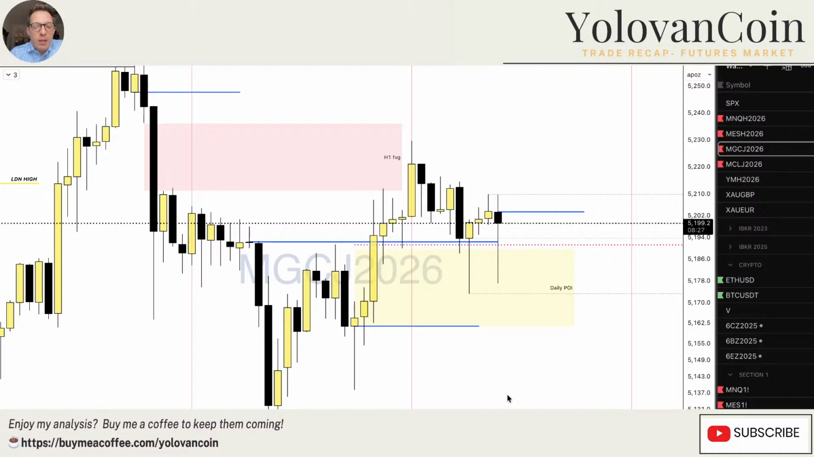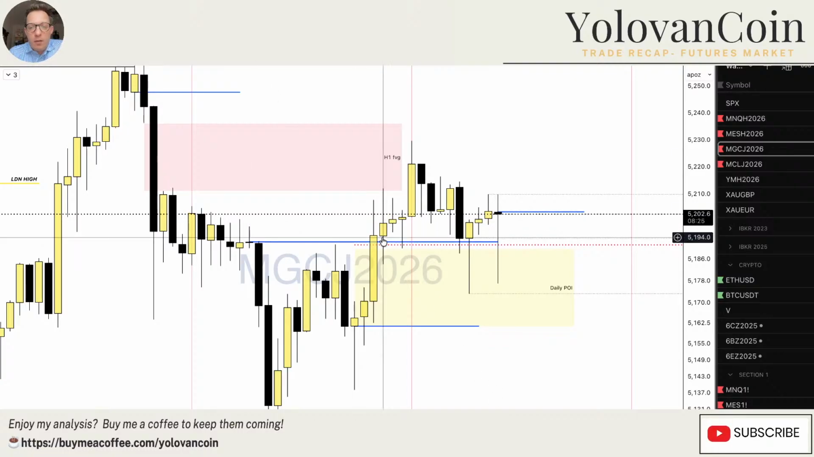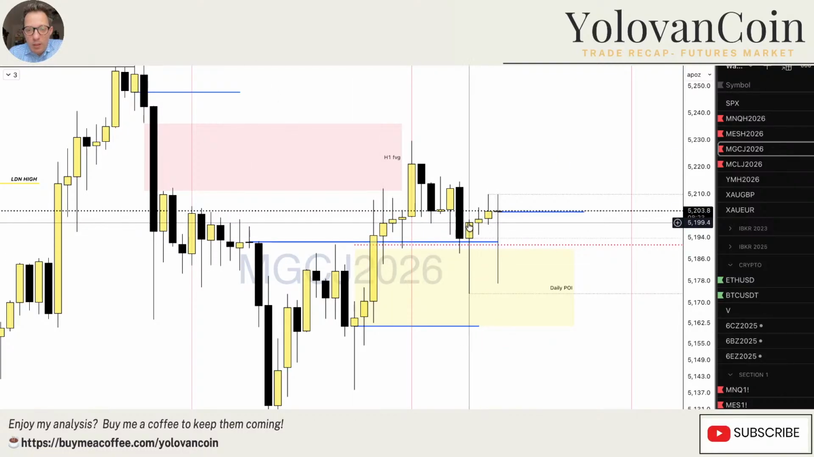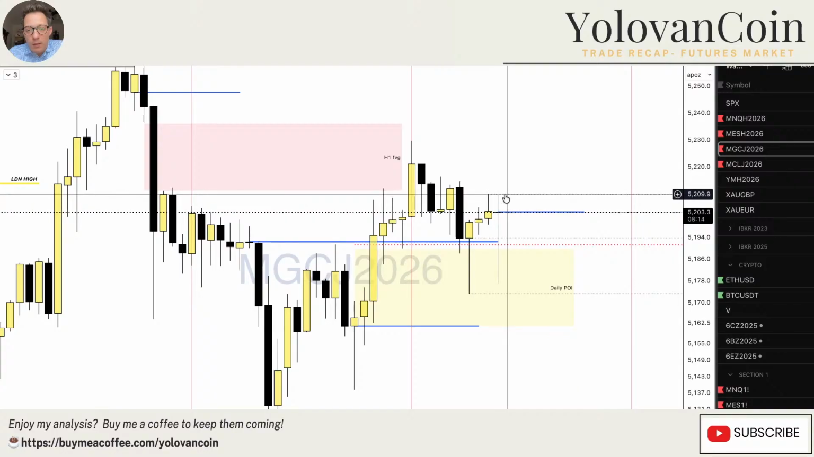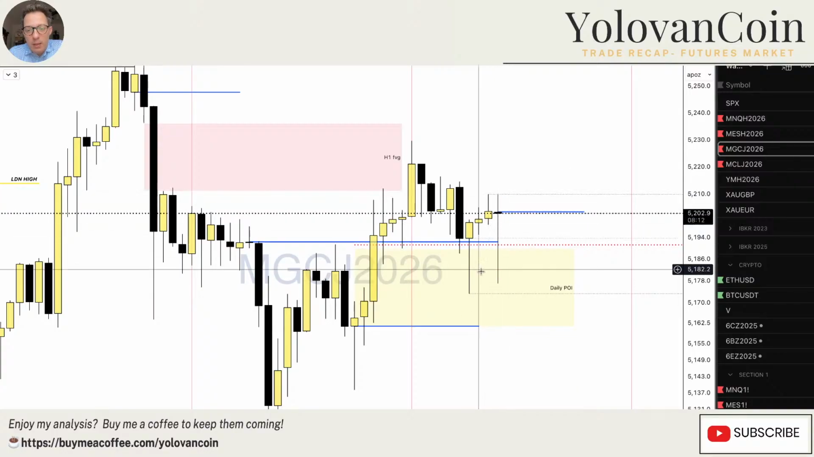I usually like to see the 8 o'clock sweep. Did we have an 8 o'clock sweep here? No. We had what? Yes. We swept this high and closed back into the range. The C3 went higher, left the equal highs and went lower.